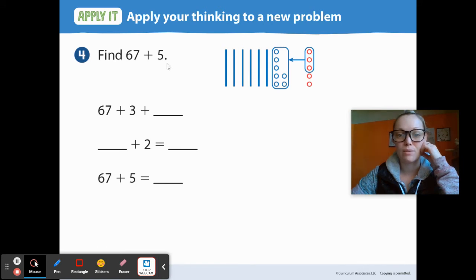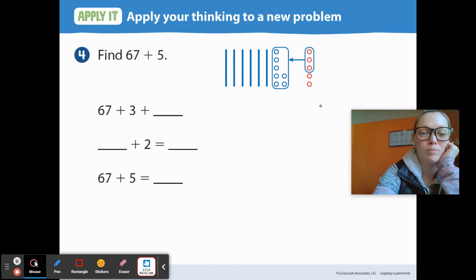67 plus 5. Here they have 67 plus 3 plus what? So they broke up their 5. Here's their 5 right here. Why did they take 3 and move it over? They wanted to make a 10. So how many? There were 5 red ones here. 3 of them got moved over. How many are left over here? 2.